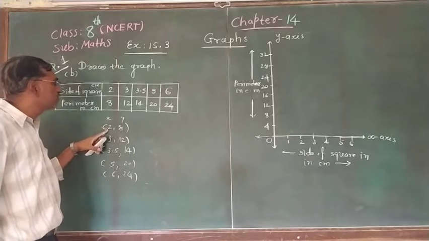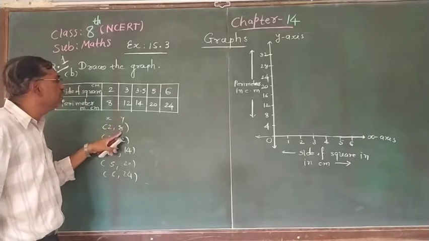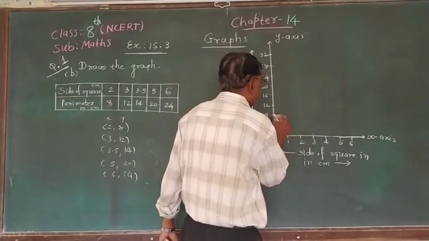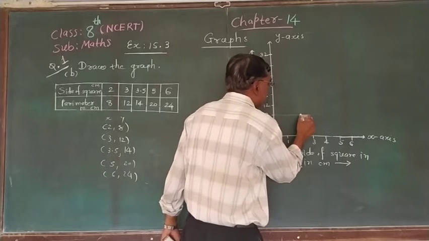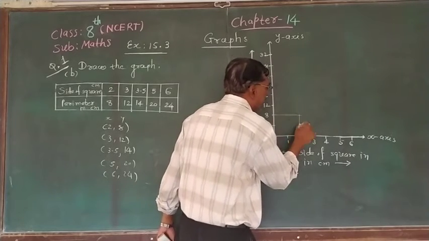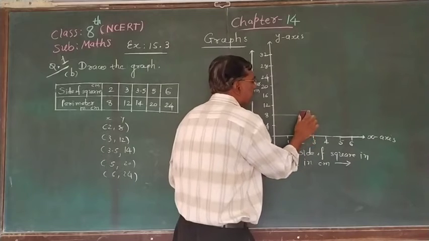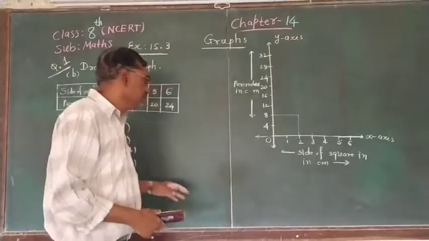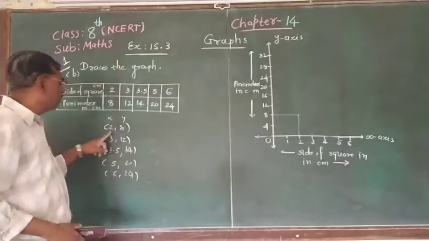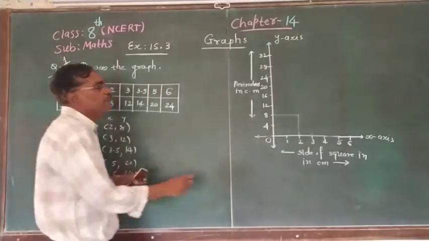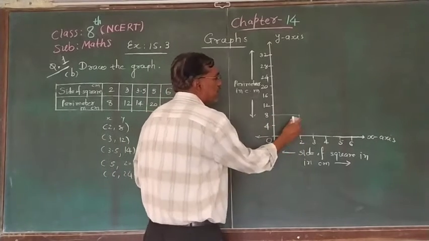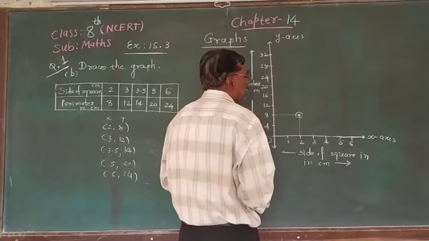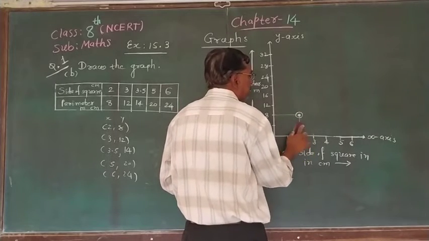Okay, now see the first point, the x and y coordinates. If the side of the square x is 2 cm, then the perimeter is 8. So 2 and 8. This is 2 and this is 8. You can draw a light line in this way first in your graph. Draw this first line. 2 and 8, so x coordinate 2 and y coordinate 8. Obtain the point here. Okay, then rub this line.